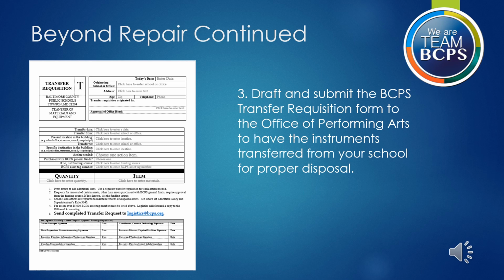The next step is to draft a transfer requisition to have the instrument moved to our warehouse for disposal. Your front office secretary will know where to find this form. Be sure to completely fill out the form and send the unsigned form along with the Remove from Inventory Beyond Repair form to the Office of Performing Arts for processing. The office will provide updates regarding the status of instruments and contact you to arrange for pickup once the paperwork is approved.